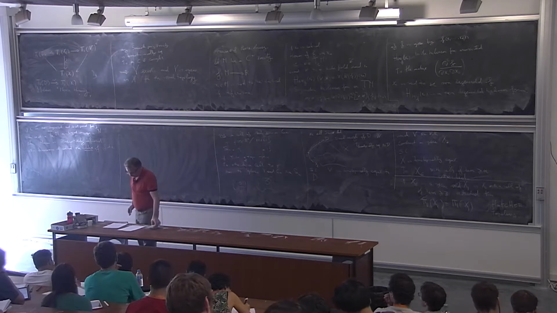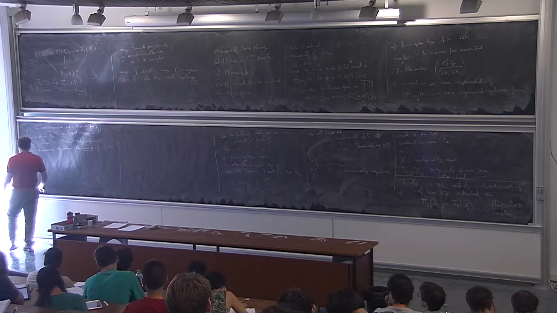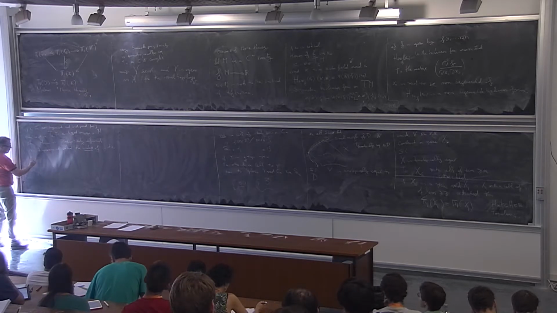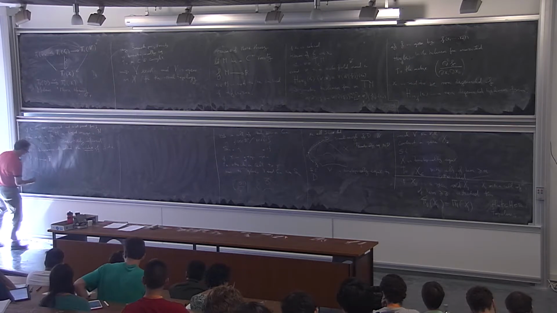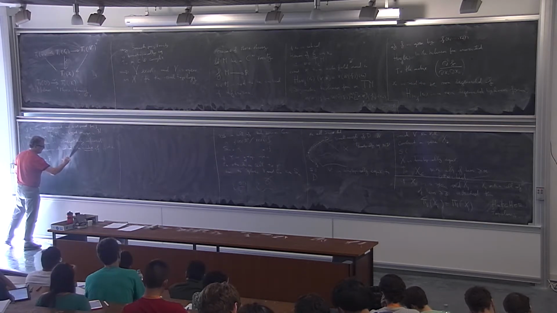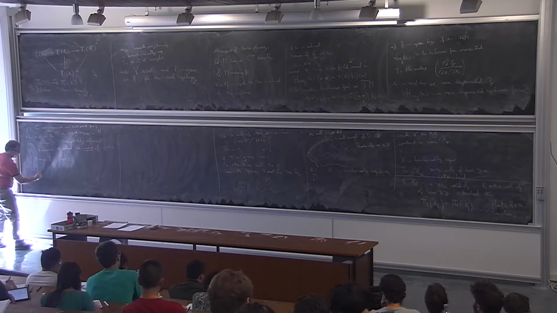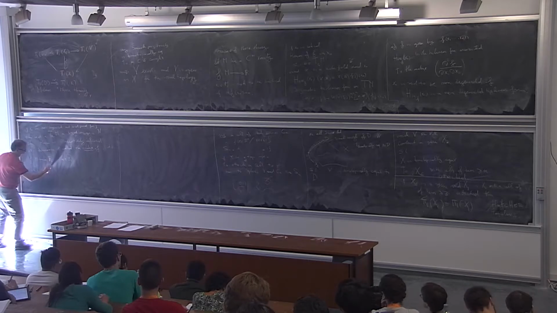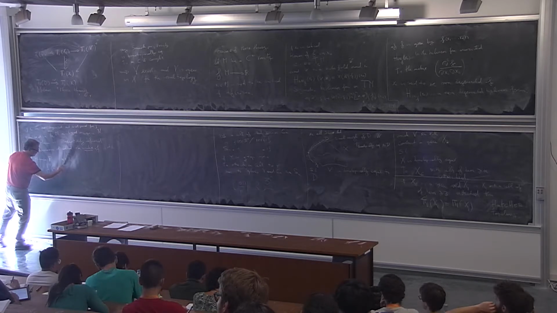And I need another definition. If f from M to R is like before, and A is a real number, I will define M_A to be f minus 1 of minus infinity, A.